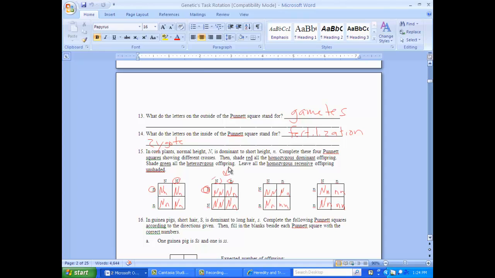If I ask about the phenotypic ratio, well, what are these going to show? This is going to be normal height, normal height, normal height, normal height. Normal height, normal height, normal height, normal height. Normal, normal, normal, small. Normal, normal, small, small.